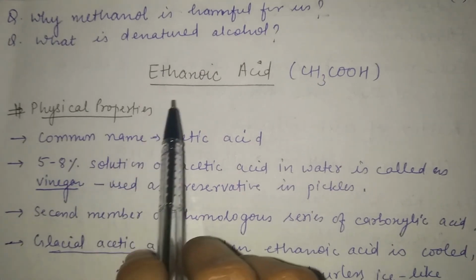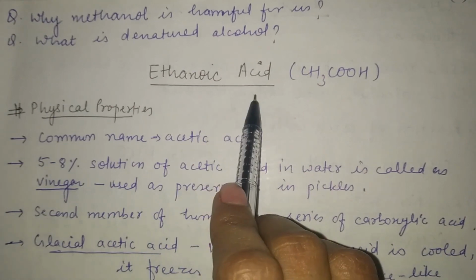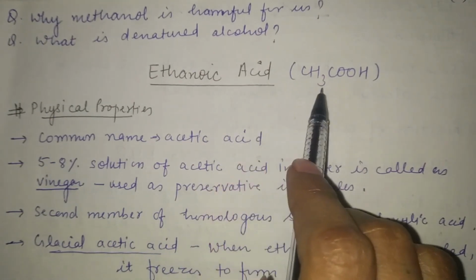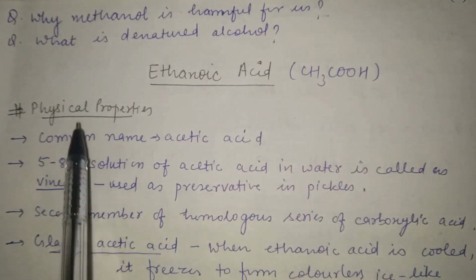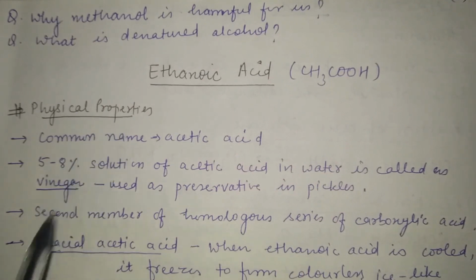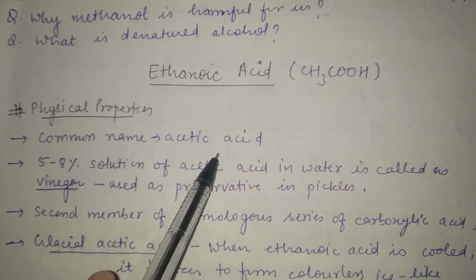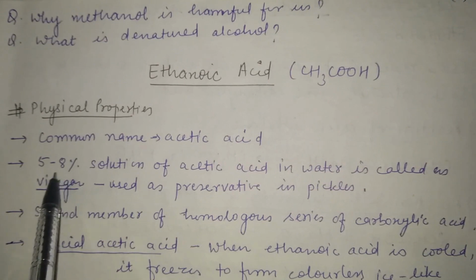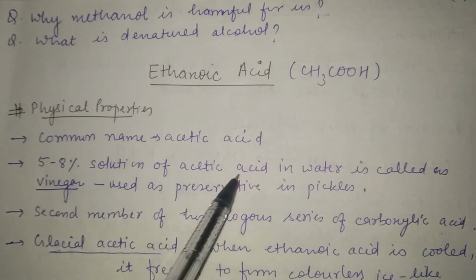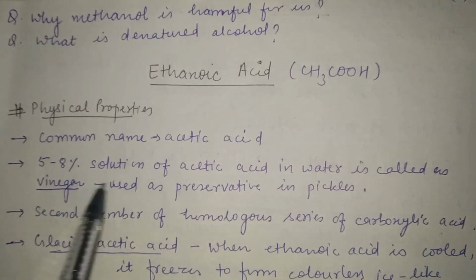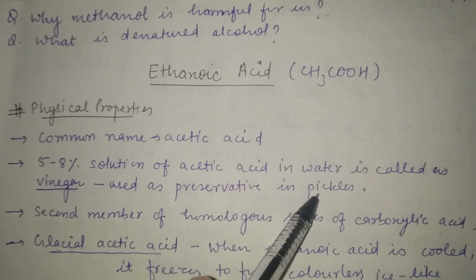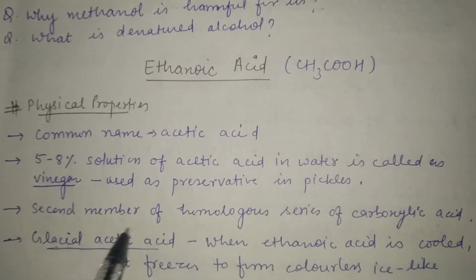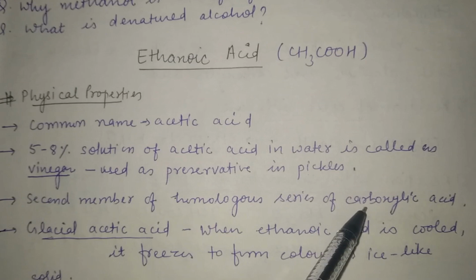Now the second important carbon compound is ethanoic acid. The molecular formula of ethanoic acid is CH3COOH. Here are the physical properties of ethanoic acid. Its common name is acetic acid. A 5 to 8% solution of acetic acid in water is termed vinegar, which is used as a preservative in pickles.